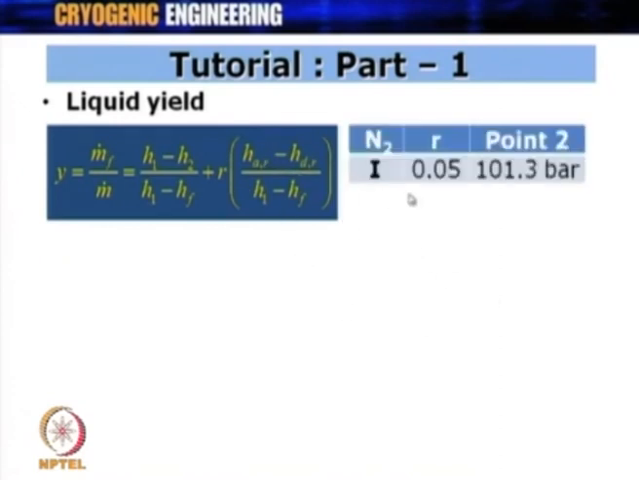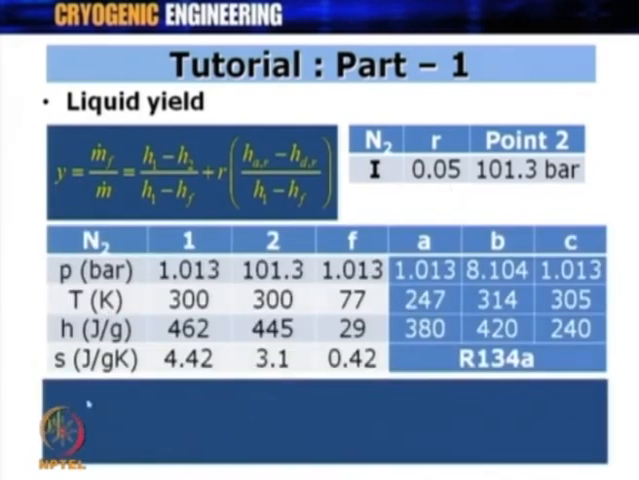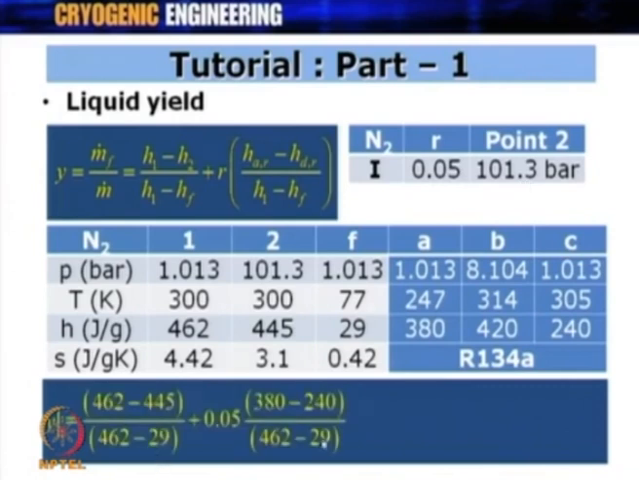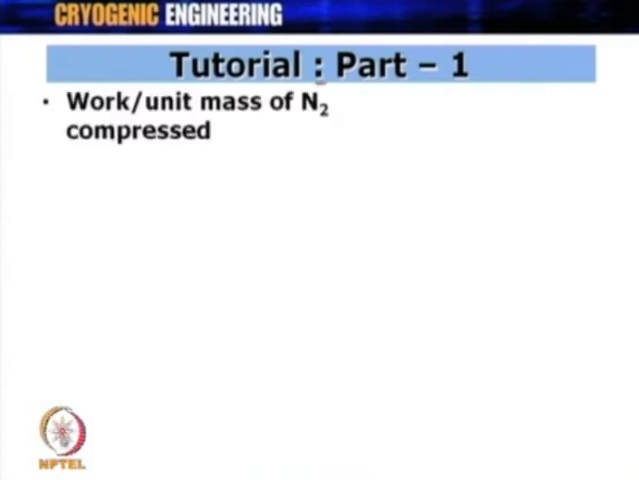In the first case, we are taking R equal to 0.05. Put the enthalpy values at different temperatures and calculate Y1. Y1 is depicting R equal to 0.05 for 100 bar. Putting these values of enthalpy and R equal to 0.05, what you get is 0.055 as the yield value in the first case, Y1.